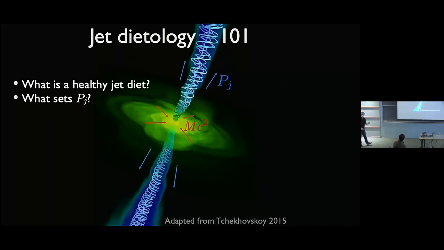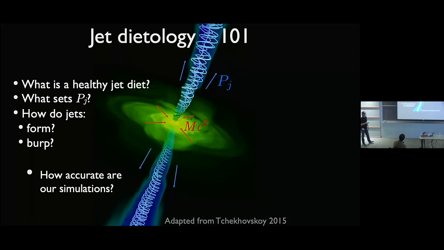So what sets the amount of burp, the jet power? Important question. How does it relate to the amount of the stuff that the black hole ate and what it ate? How do these outflows and burping get produced? And how accurate are our simulations? So let's say I ran a simulation, somebody else ran a simulation. Do they always agree?